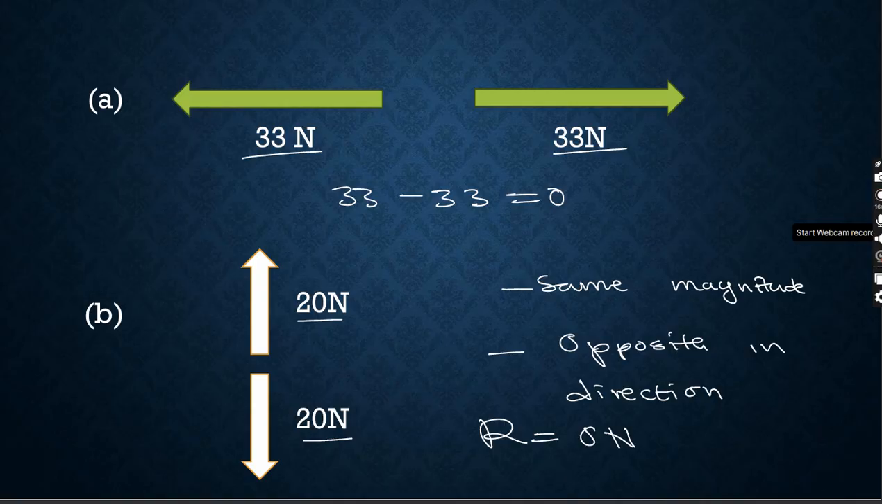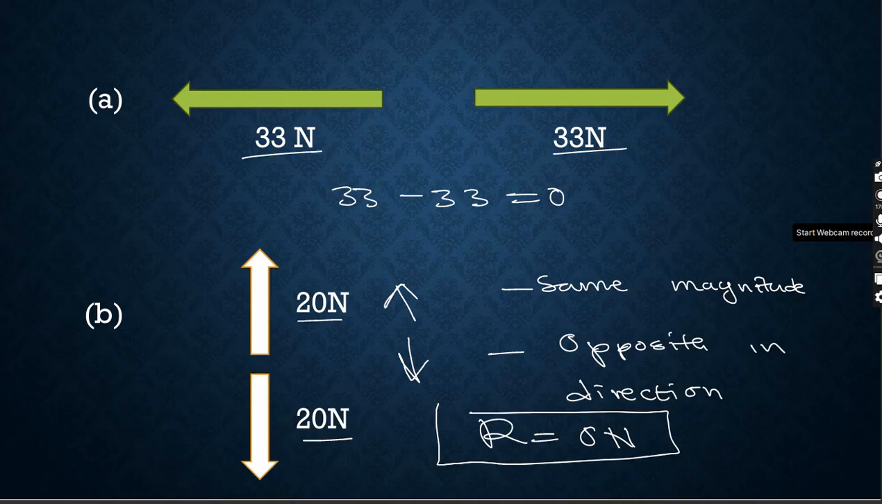So the same applies here. We have 20 Newton and 20 Newton, same magnitude, but moving in the opposite direction. So the vectors are going to cancel out. Since they have cancelled out, they are not going to have a direction. It's like we don't have a vector which is remaining. That's why the resultant vector is going to be 0.